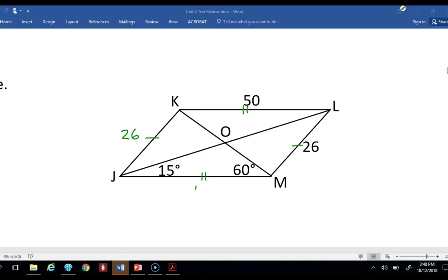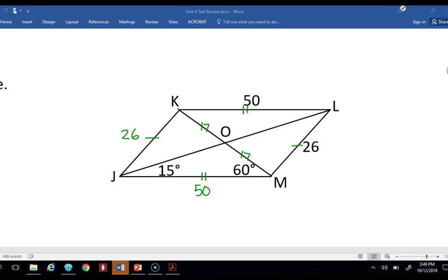So I'm going to put 50 down here as well. So opposite sides are congruent. The next thing on here says that, sorry, it says that KO is 17. So KO is from here to here, so this length right here. And if that's 17, then the other portion of it is 17 as well. So this is 17 and this is 17 because diagonals bisect each other.